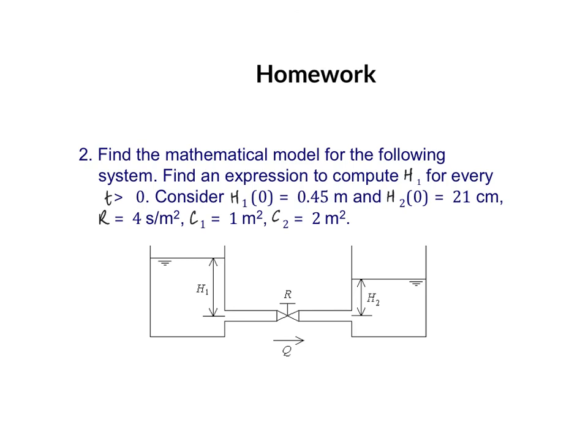The following exercise is left for homework. We have a couple of tanks, and we want to obtain the mathematical model for this system. Once we have this mathematical model, we need to find an expression to compute h1, meaning the height of tank number 1, for every positive time. Let us consider a couple of initial conditions for H1 and H2, and parameters are given.